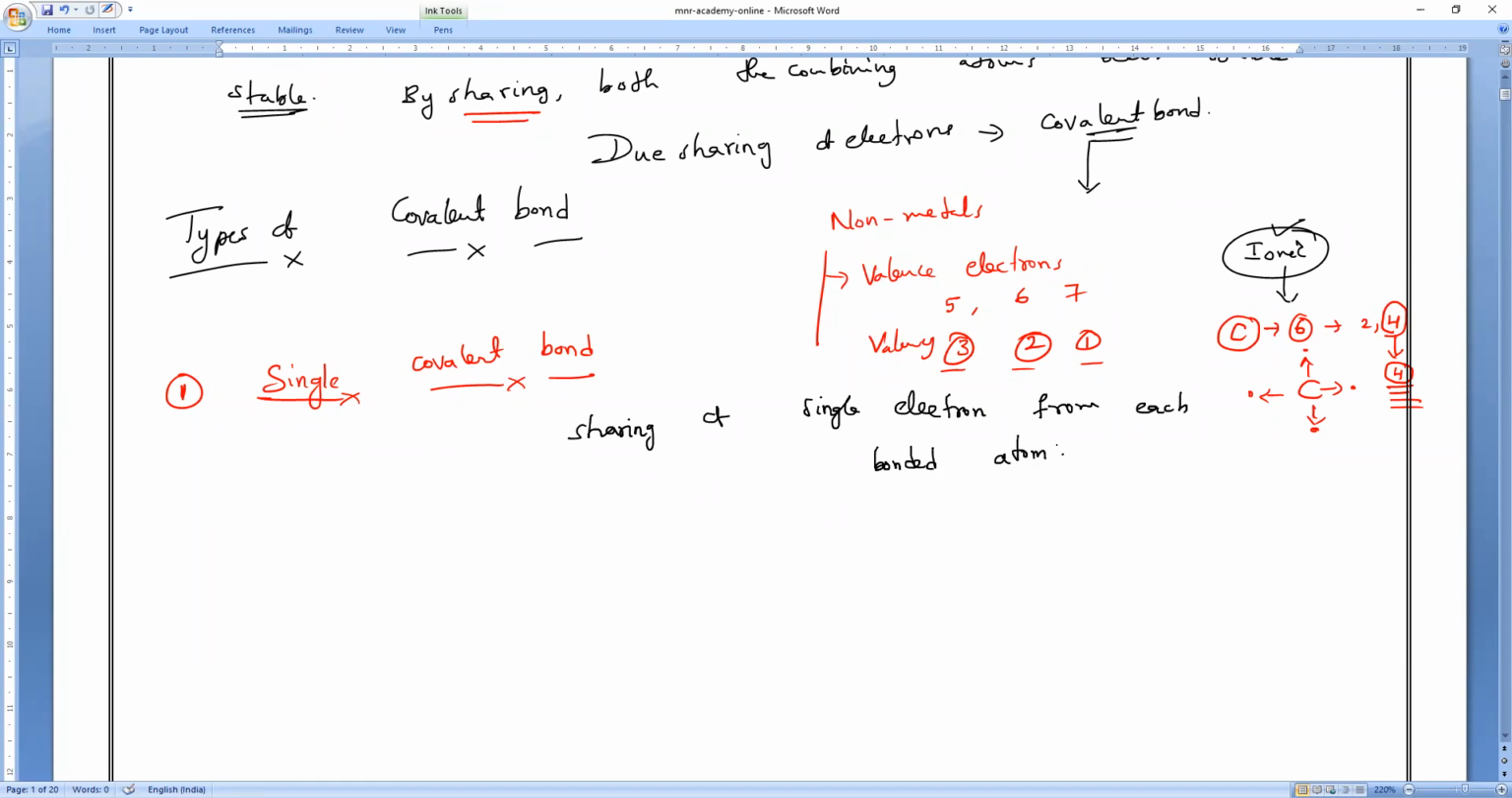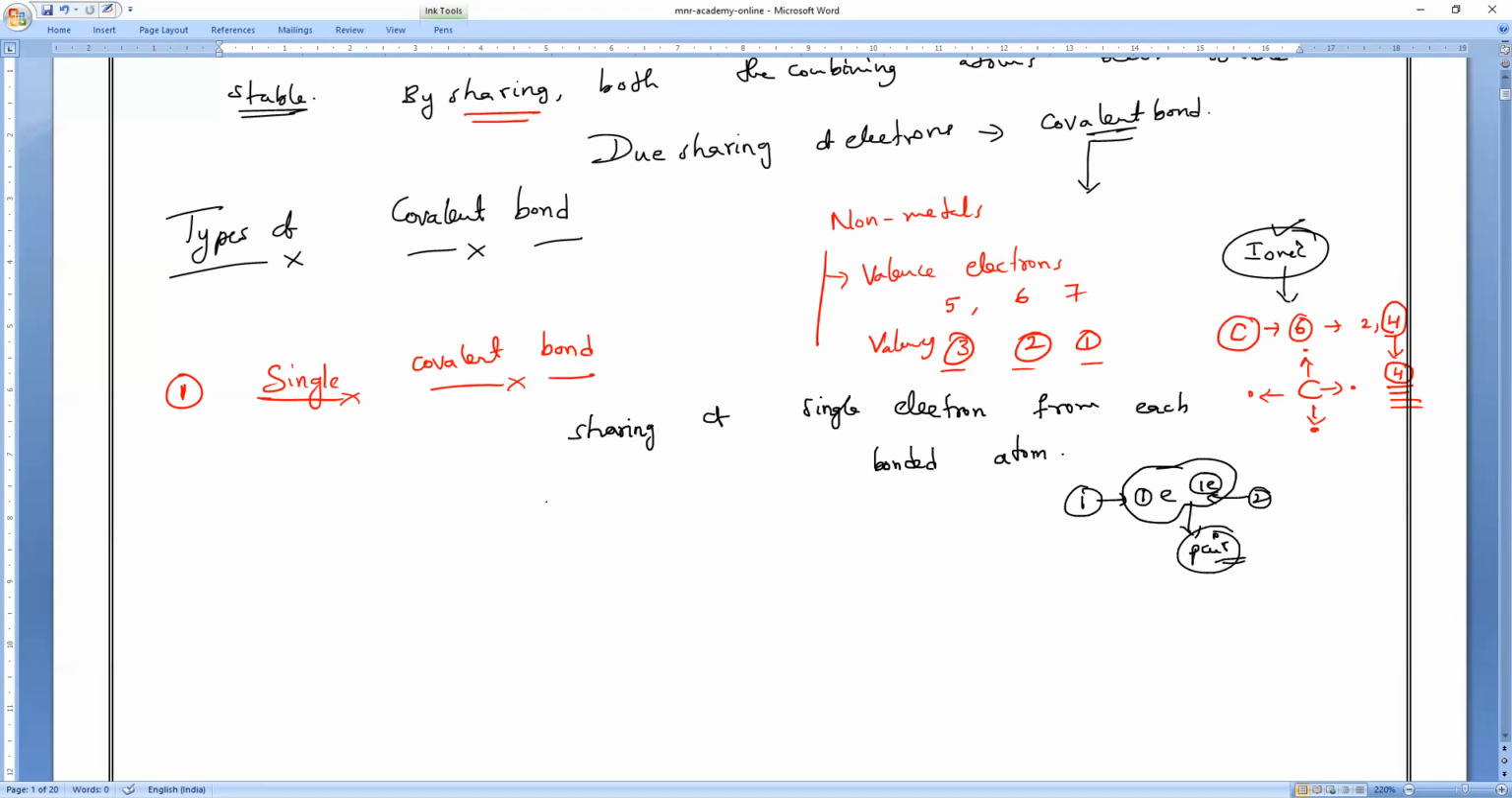Suppose one atom shares 1 electron and the second atom also shares 1 electron. So totally how many electrons are shared? 1 and 1. What is that called? A single pair of electrons is shared between the 2 bonded atoms. That is what we call a single covalent bond.